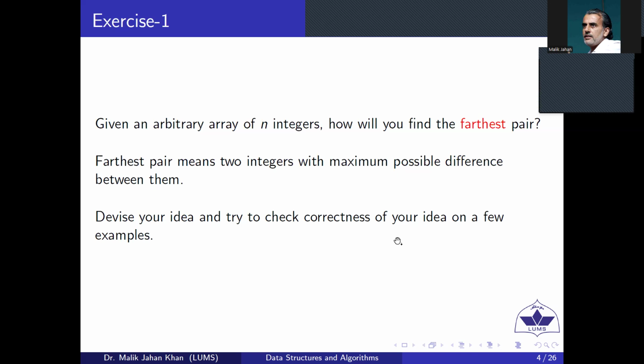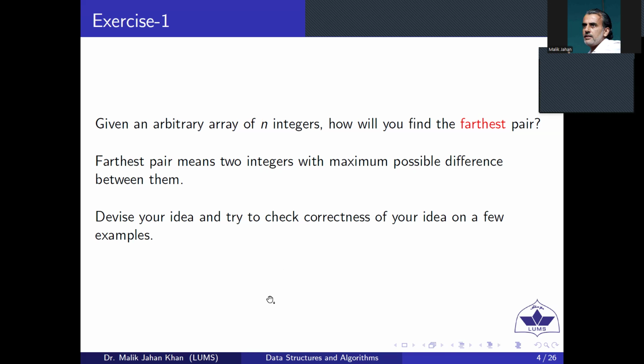So I hope you would have paused the video and figured out the idea. By farthest pair, we mean the pair of two integers in a given pool of integers which have the maximum possible difference between them. So the smallest and the largest elements in the array are the elements which have maximum possible difference between them. So this is a rewording of the question: given an array, you have to find the smallest element, and then you have to find the largest element, and just output both the smallest as well as the largest elements. So this will give us the farthest pair.